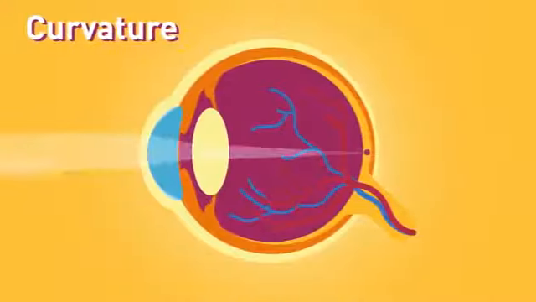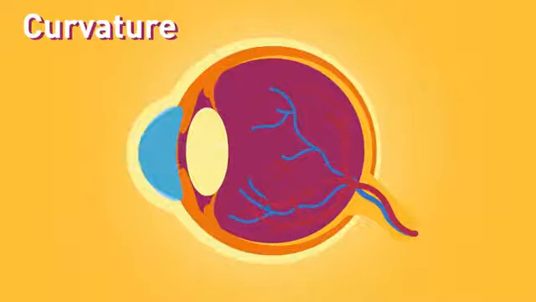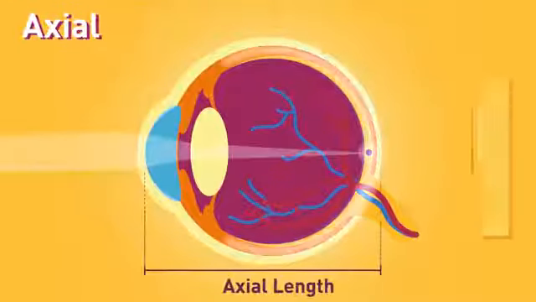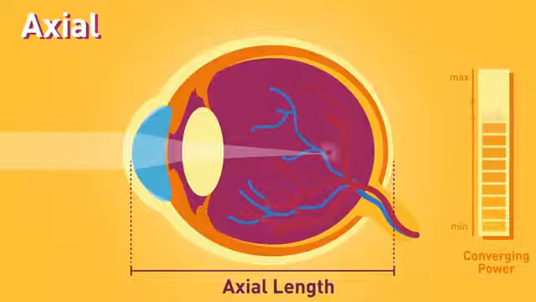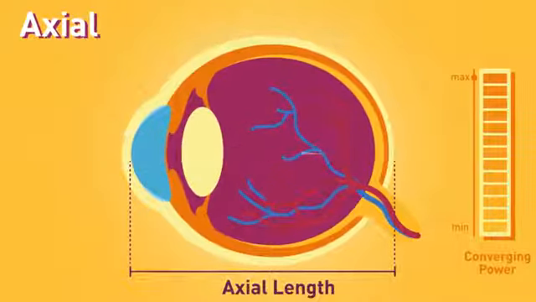Causes. Curvature. Increase of curvature of the cornea or lens causes light rays to be focused in front of the retina, and hence myopia occurs. Axial. Increase in axial length of the eye increases the converging power and causes light rays to be focused in front of the retina.